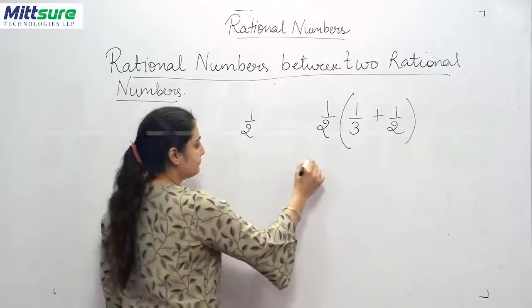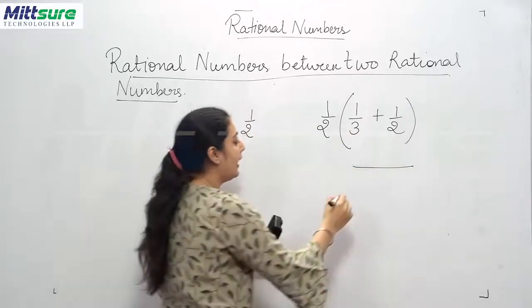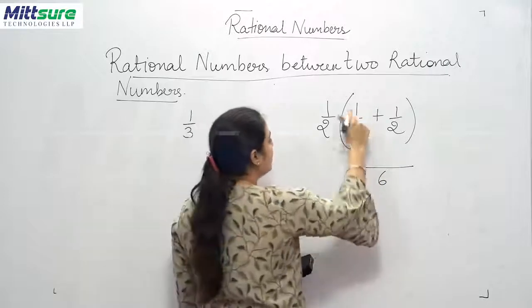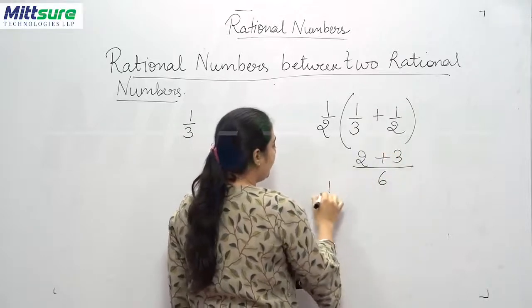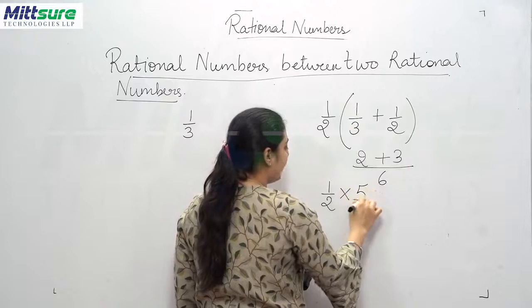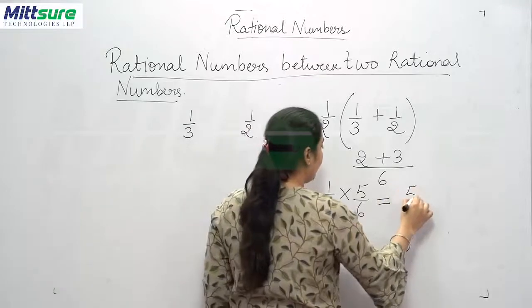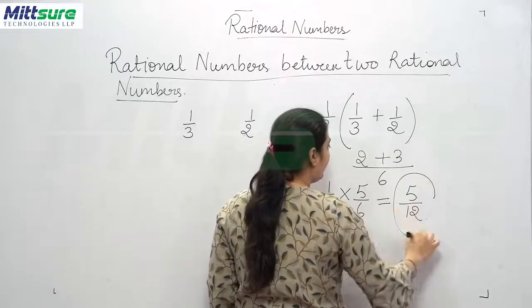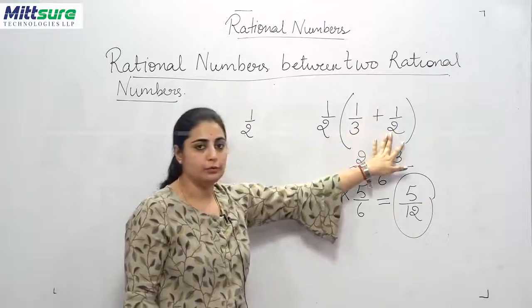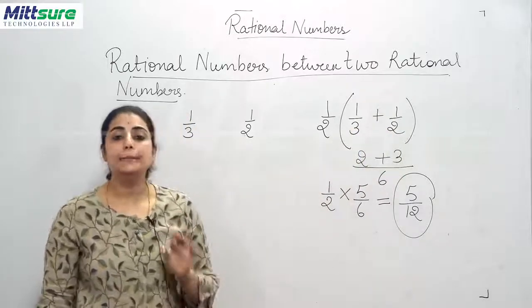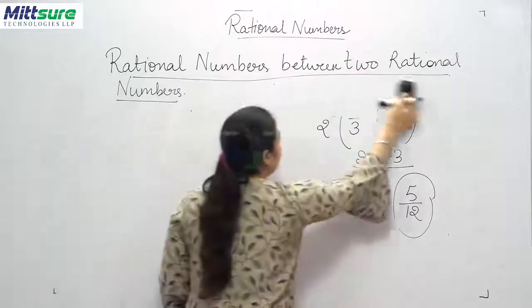So let's do, I will take the LCM of 3 and 2, which is 6. Now this goes 2 times and here it will be 3. So 1 upon 2 multiplied by 5 upon 6. Now what do I get? 5 upon 12. So 5 upon 12 is the center number between 1 upon 3 and 1 upon 2. So this is how we find any midline number. Now let us take one more example and we'll be understanding it in detail.